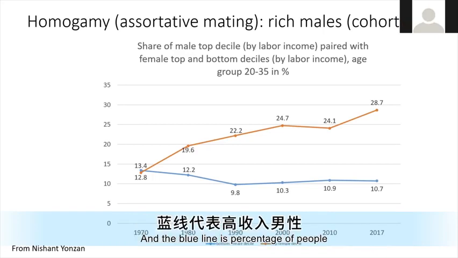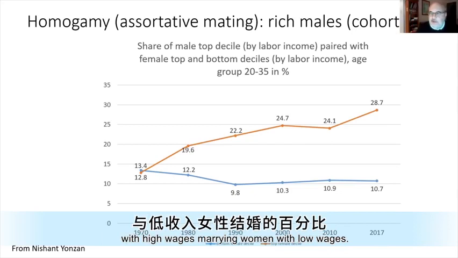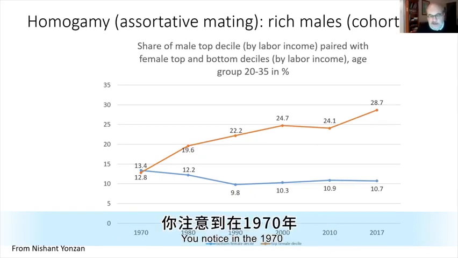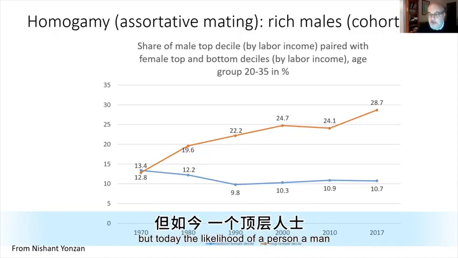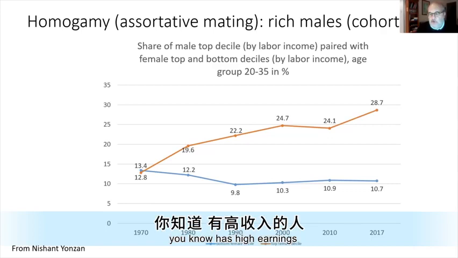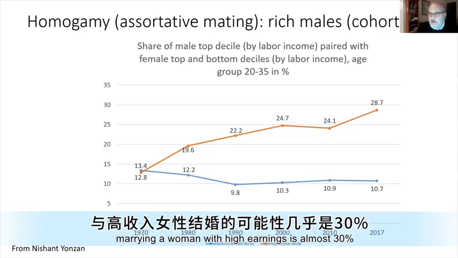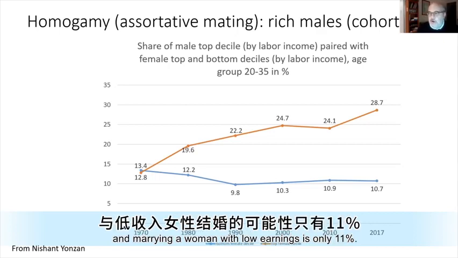And the blue line is the percentage of people with high wages marrying women with low wages. You notice in the 1970s that the percentages were about the same, but today the likelihood of a man who has high earnings marrying a woman with high earnings is almost 30%, and marrying a woman with low earnings is only 11%.